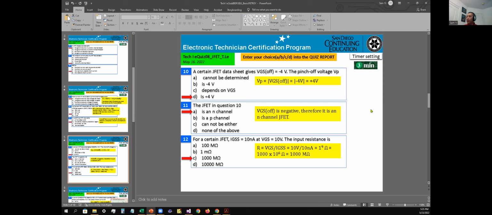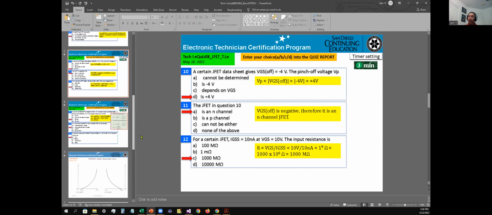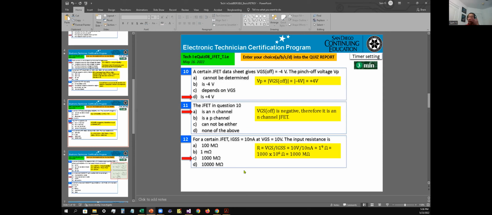Number 11, the JFET in question 10 is an N channel, because VGS off is a negative number. So VGS is negative, therefore it's an N channel. Let me see if I have something a little clearer on that. No, I don't. So that represents an N channel.